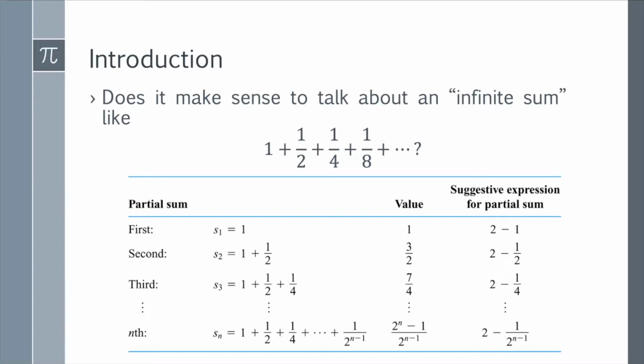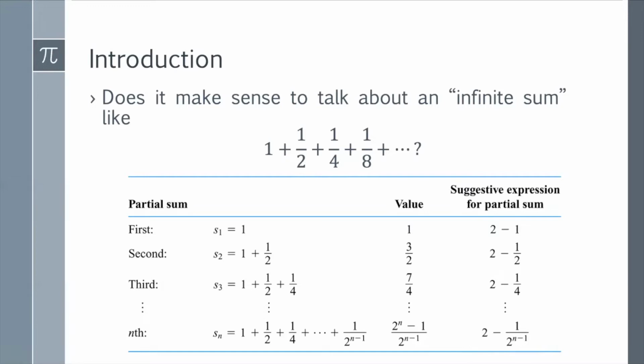Now imagine we let n increase without bound. If n increases without bound, this expression gets closer and closer and closer to 2. In fact, this sequence of partial sums converges to 2. So for that reason, we say that this infinite sum is equal to 2.